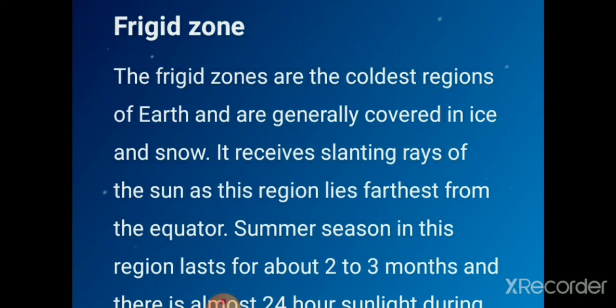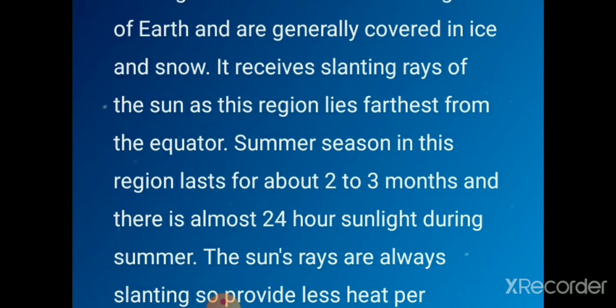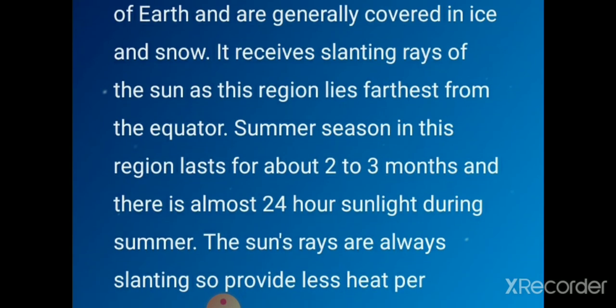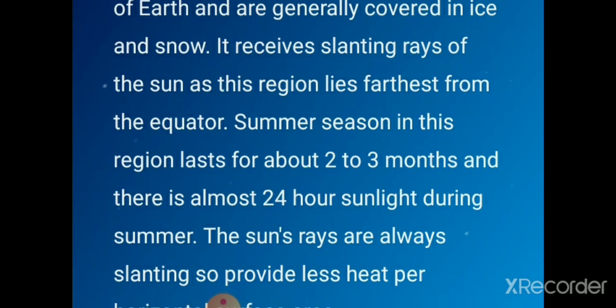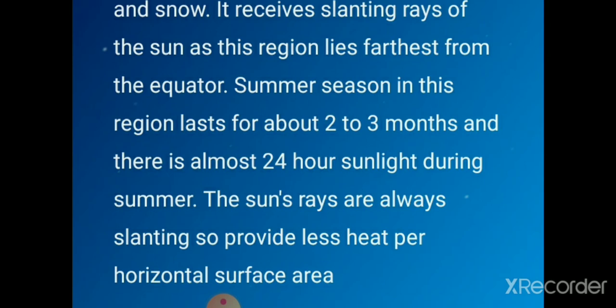The frigid zone is generally covered in ice and snow. It receives slanting rays of the sun as this region lies furthest from the equator. Summer in this region lasts for about 2 to 3 months, and there is almost 24 hours of sunlight during the summer. The sun rays are always slanting, so they provide less heat per horizontal surface area.